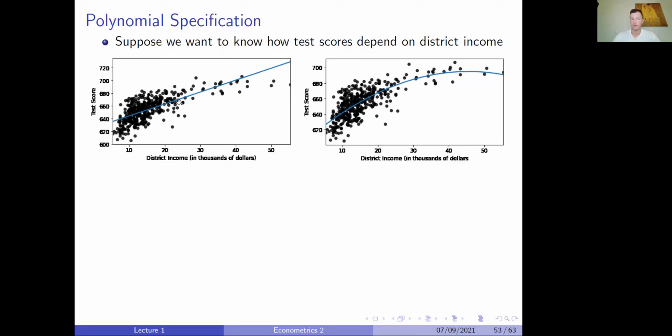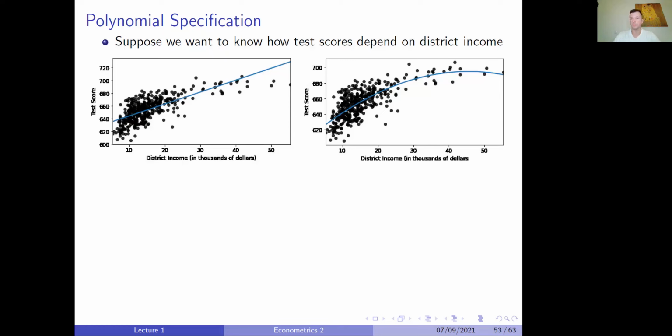And look, if I put here the linear relationship, a straight line, then this straight line poorly fits the data. But if I try to draw here a curve, this curve fits data better. This is the idea of a nonlinear specification, nonlinear regression. We want to have a nonlinear relationship between district income and test score.